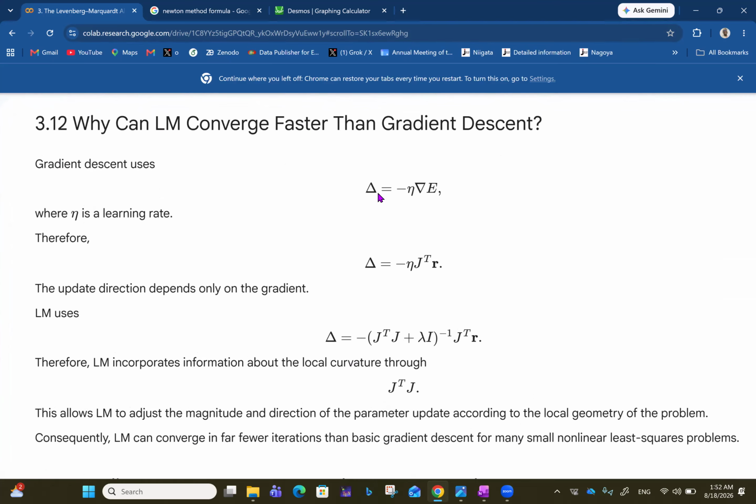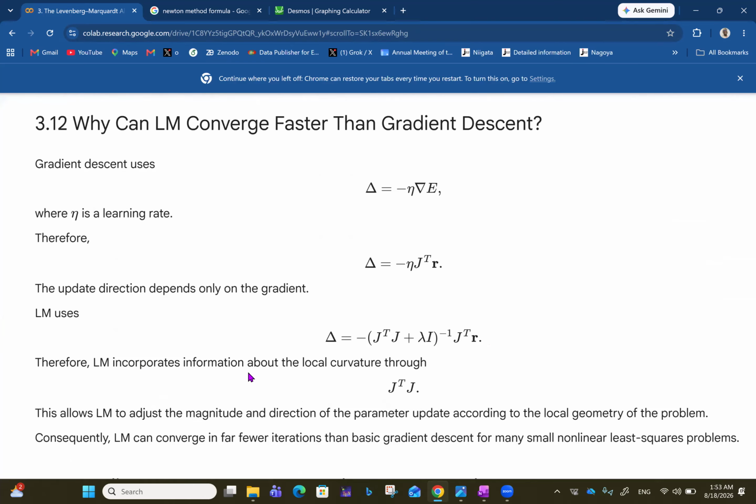So gradient descent uses delta equals minus eta delta grad E, where eta is the learning rate. Therefore, delta is minus eta J transpose R. The update direction depends only on the gradient here. So Levenberg-Marquardt uses delta, which is minus (J transpose J plus lambda I) inverse J transpose R.